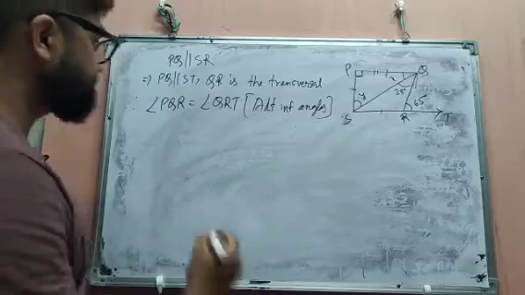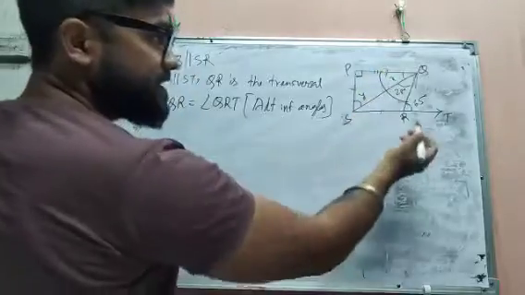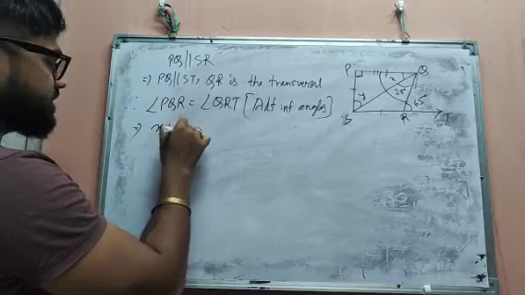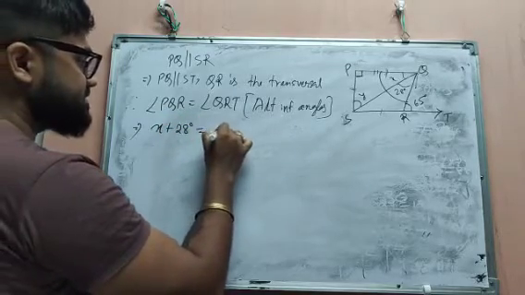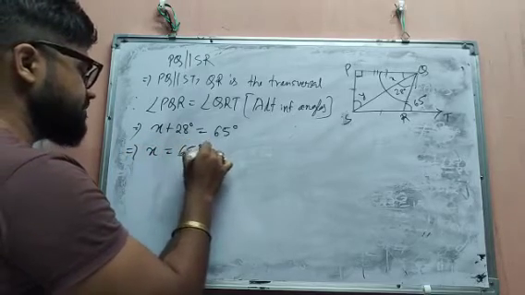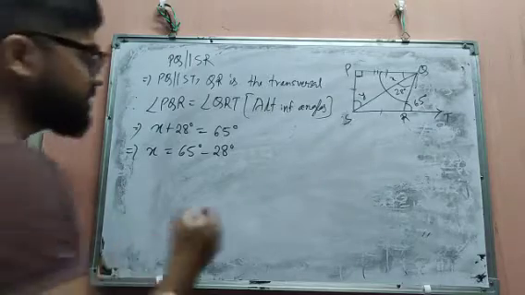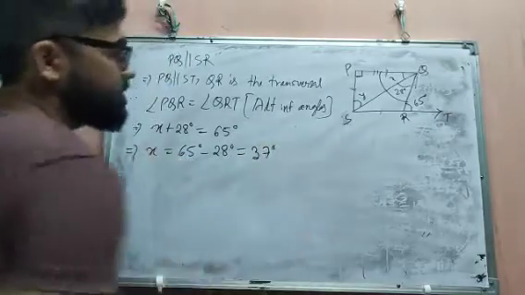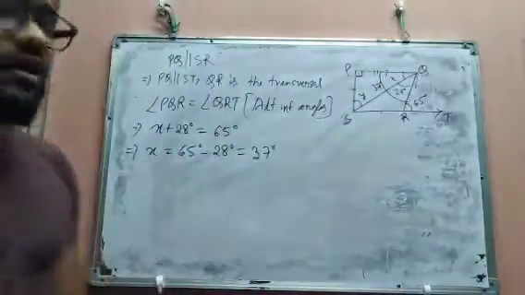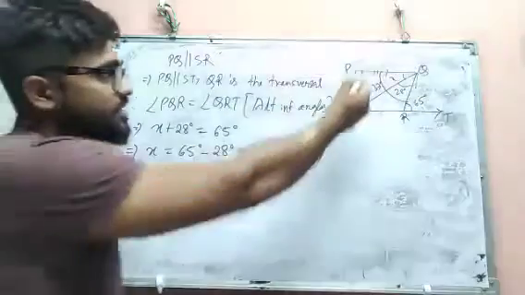Secondly, angle PQR, that whole angle, can be written as X plus 28 degrees, and QRT is given as 65 degrees. So X equals 65 degrees minus 28 degrees, and we get 37 degrees. So we got the value of X equal to 37 degrees.